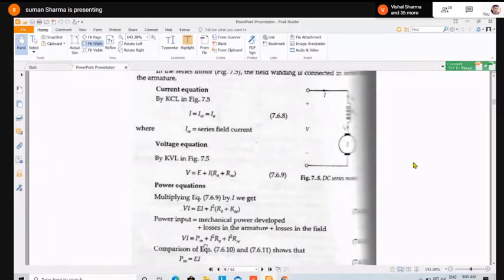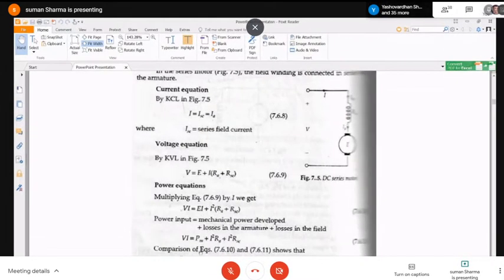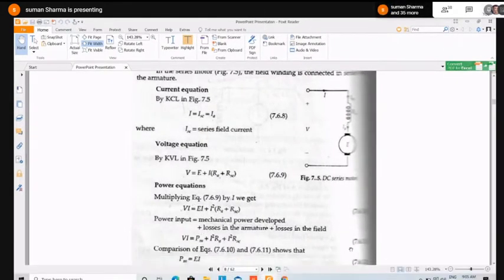So replacing EI with PM, VI is PM plus I square RA plus I square RSE. Comparing these two equations, we can write PM is equal to EI, that is back EMF into the total current, which is same as the IA and same as the ISE.